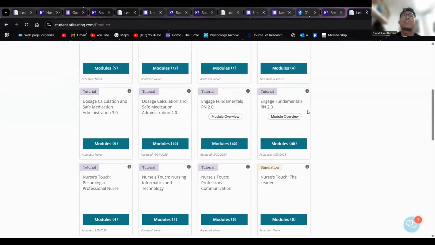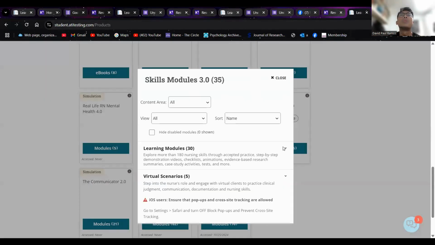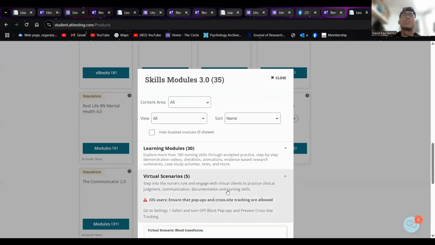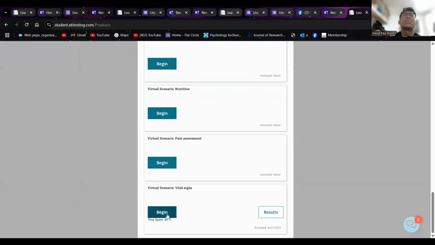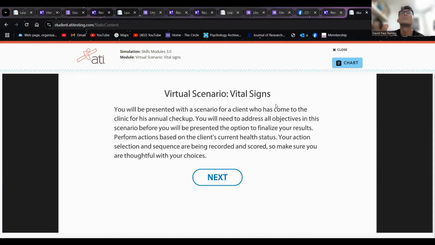Okay, so this is the dashboard of the API. We will be going to simulation, skills module 3. Then we're going to be accessing virtual scenarios. We're going to vital signs. So this is a scenario.